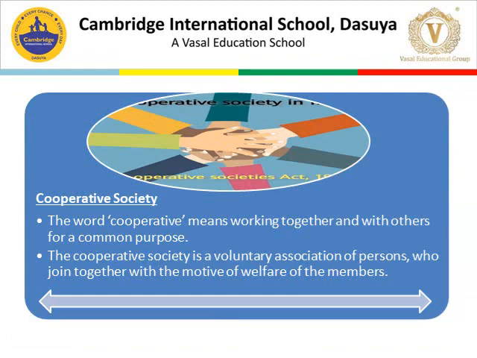The meaning of cooperative society is this: the word cooperative means working together with others for a common purpose. It means all the persons who want to join the cooperative society come together for a common purpose. The cooperative society is a voluntary association of persons who join together with the motive of welfare of the members. Whenever a cooperative society is formed, it is formed by volunteer persons who want to join it, and this is for the welfare of the members of the society.